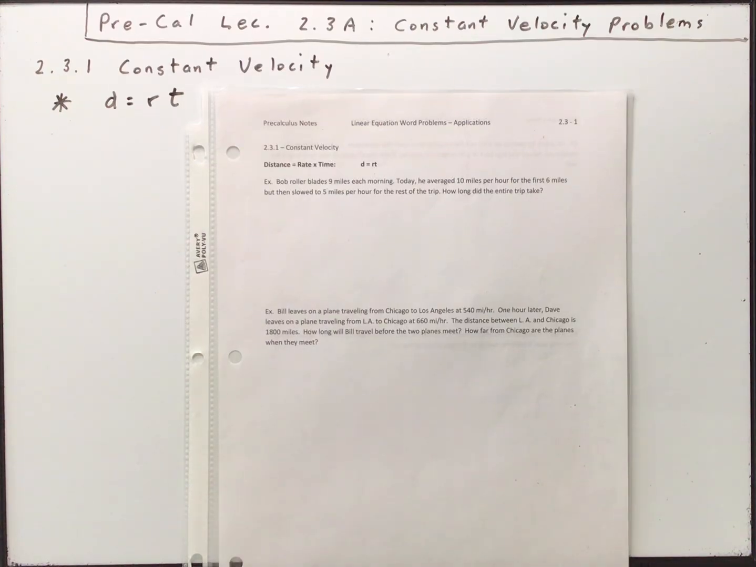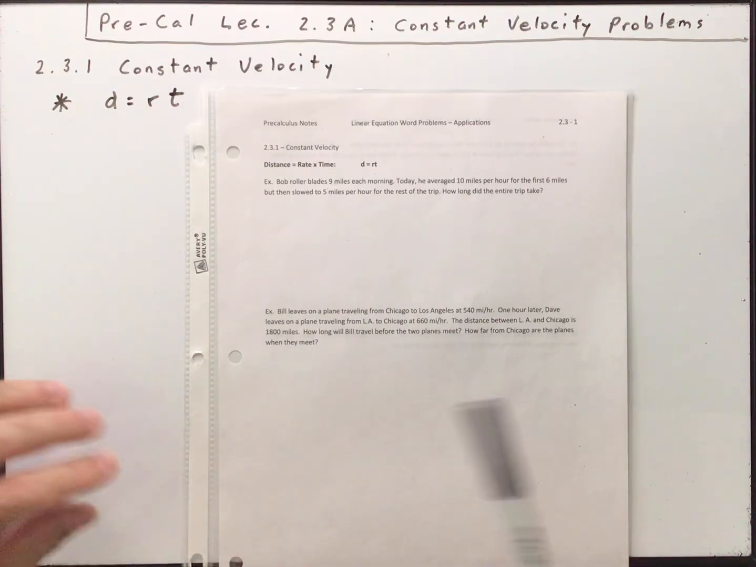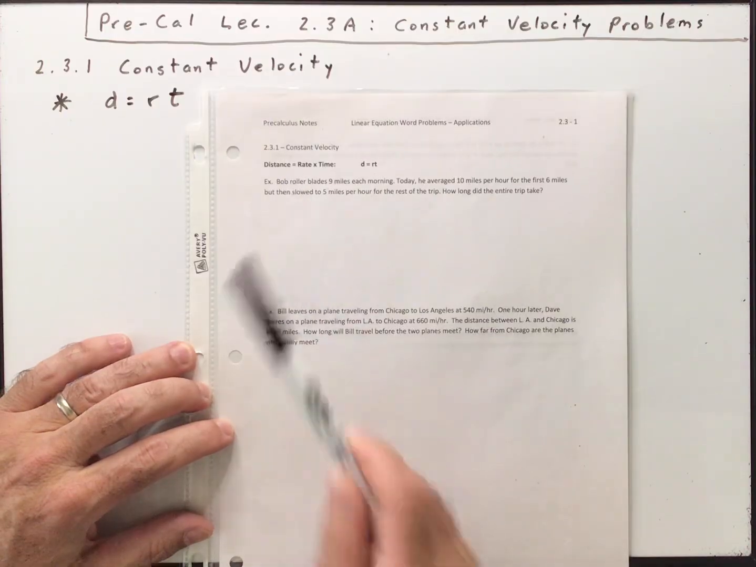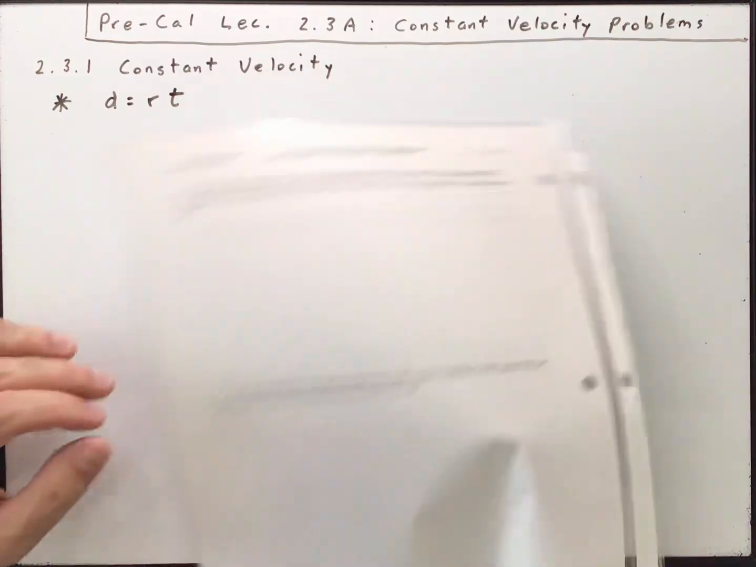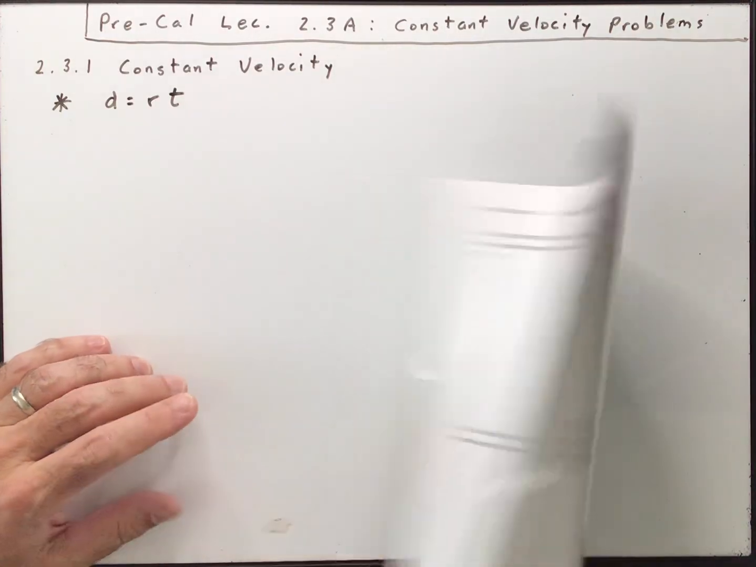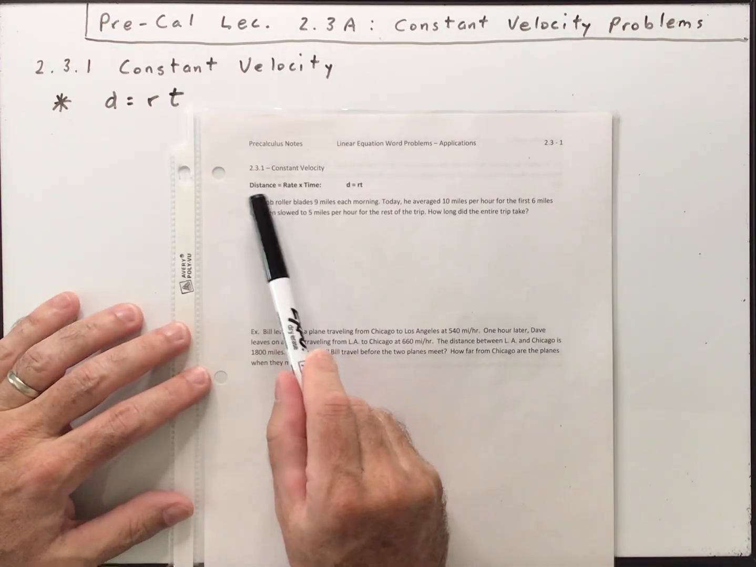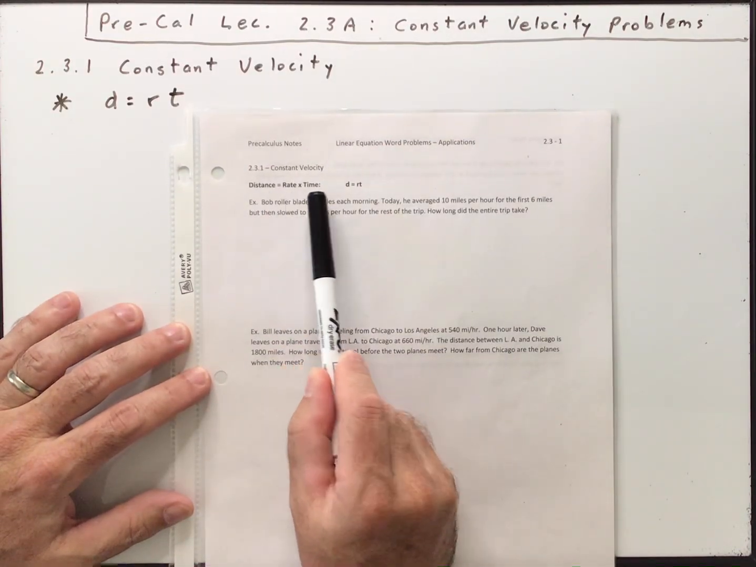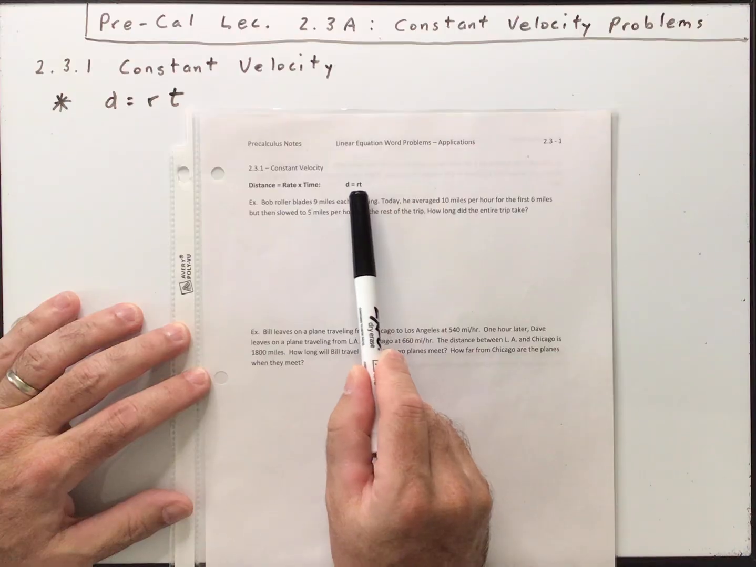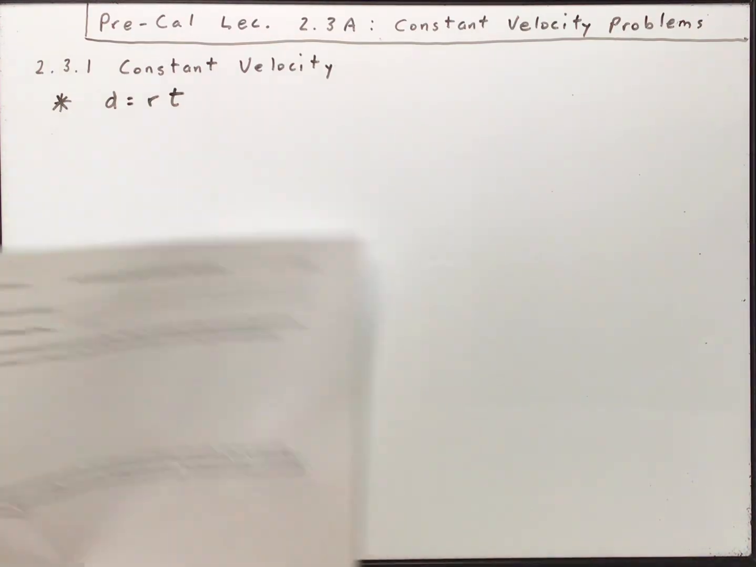Hello, welcome to Pre-Cal Lecture 2.3a, where we're going to talk about constant velocity problems. So you will need your pre-printed note sheet, and there are two problems on the front and two problems on the back that we're going to work. And we're going to use this equation, distance equals rate times time, or D = RT.